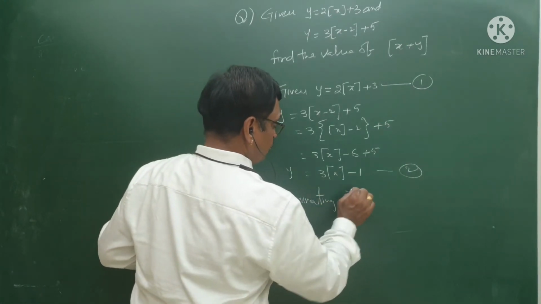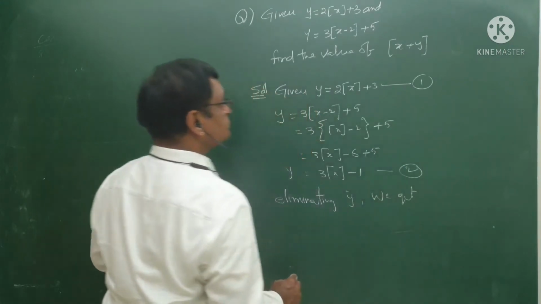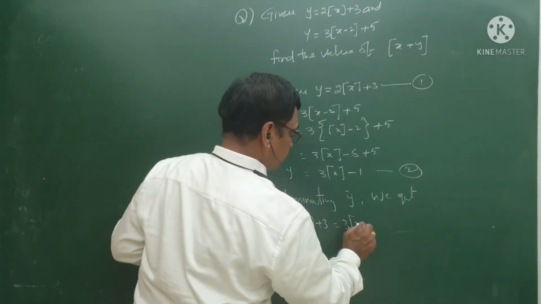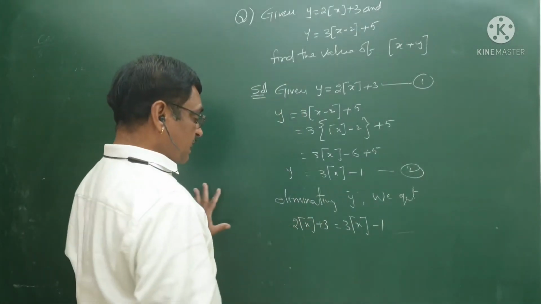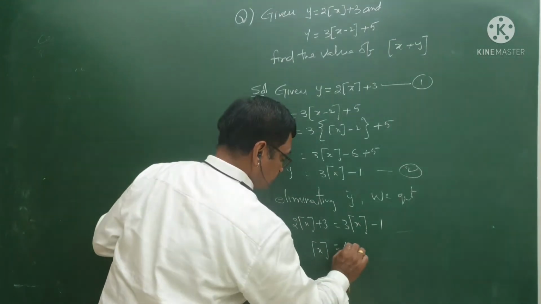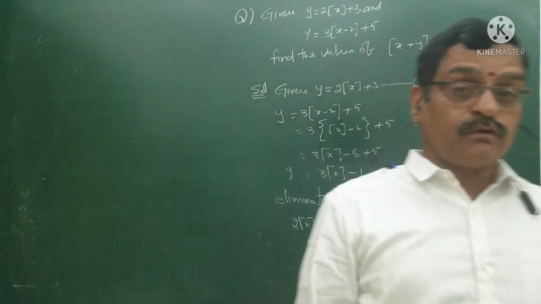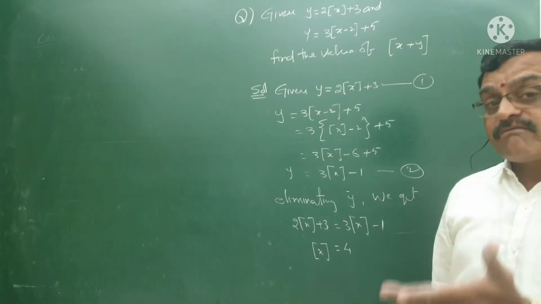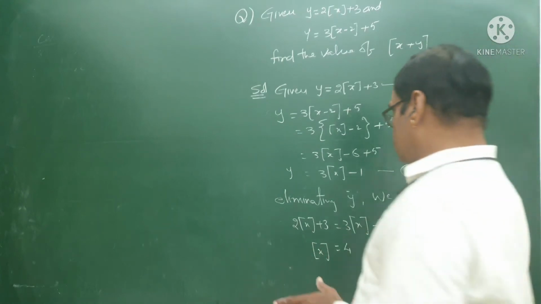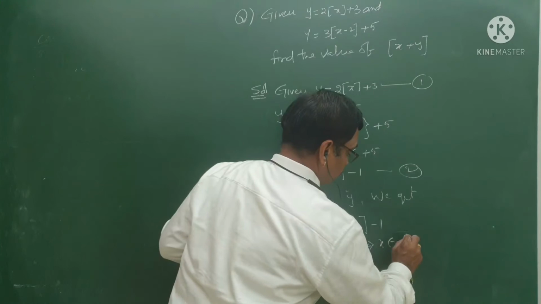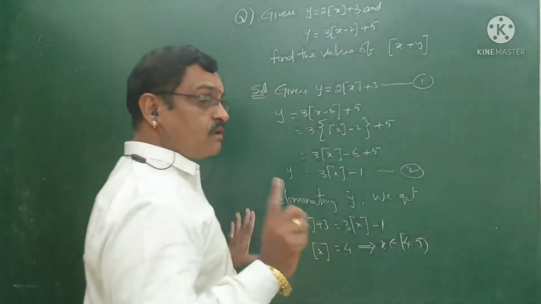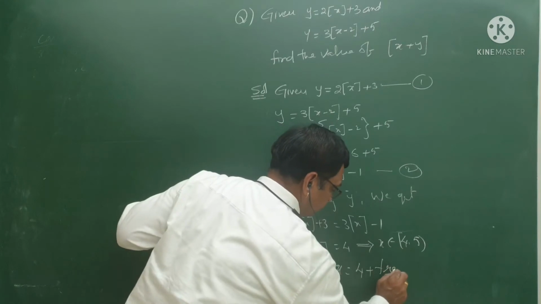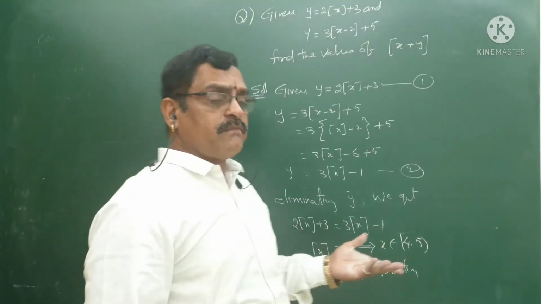Eliminating y, we get 2 times integral part of x plus 3 is equal to 3 times integral part of x minus 1, or you can have integral part of x is equal to 4. Integral part of x is equal to 4 means my x value can be 4 or more than 4, but not more than 5. It has an upper boundary 5. So this implies I can write x belongs to [4, 5), 5 is not included. Or I can say x is equal to 4 plus some fraction. Any fraction lies between 0 and 1.